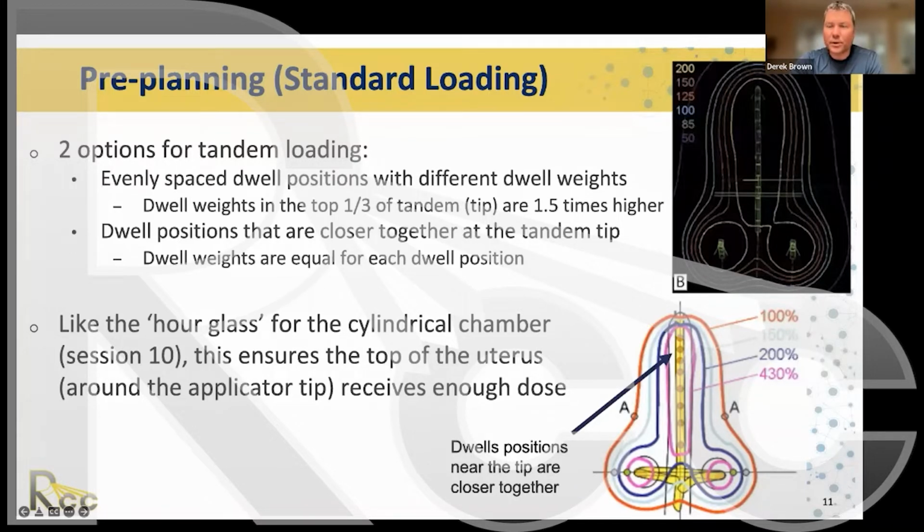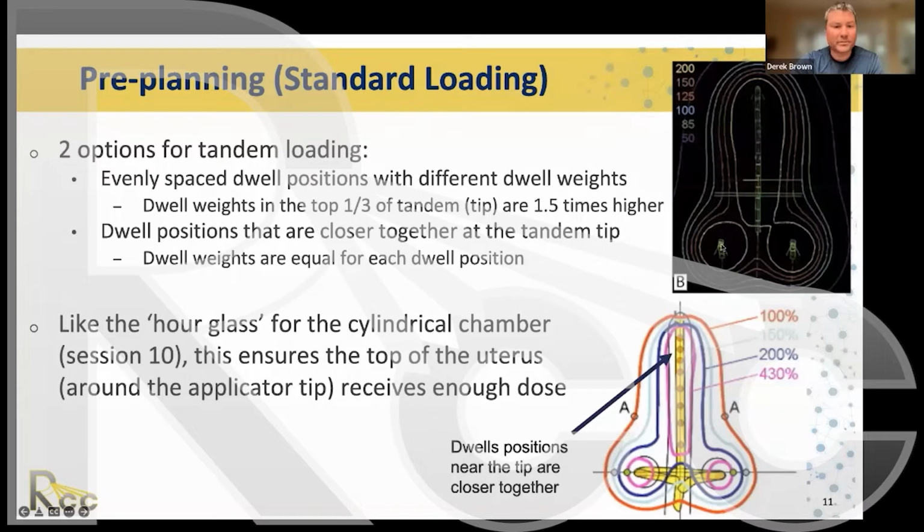If we're looking at a dose point up here, it's getting contribution from many fewer dwell positions. So we need to increase the time here. So we'll have 1.5 times here. So let's just say as an example, we have 15 seconds in each one of these. Then we would have 10 seconds in each one of the remaining ones.